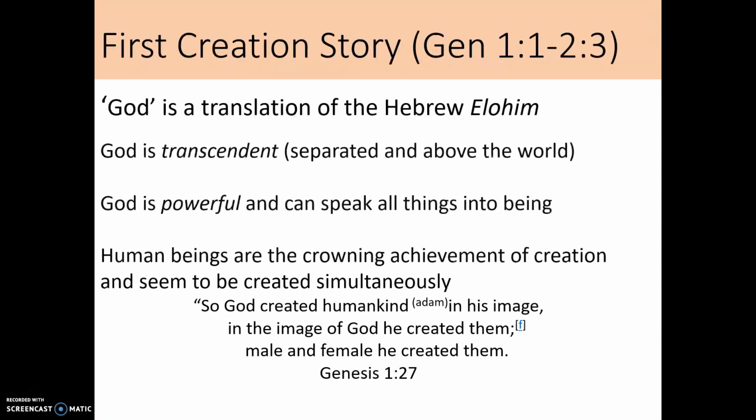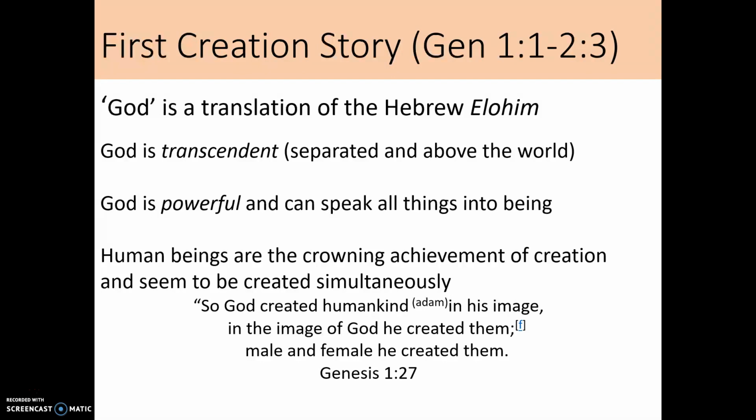In the first creation story in Genesis 1, we see that the word used for God is translated God. You probably didn't notice that, but it is God, and that is from the Hebrew word Elohim. Whenever you read this, it shows us this is from the E source. Remember we talked about JEDP? This is the E source.